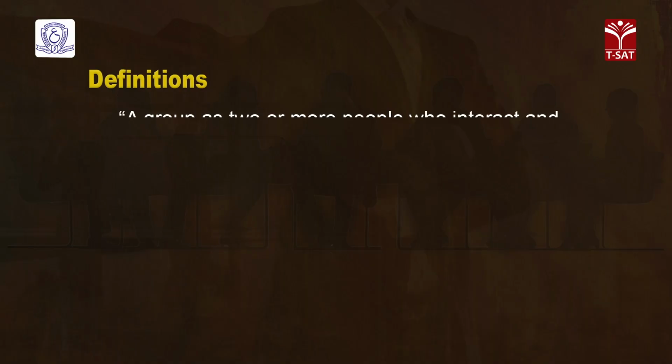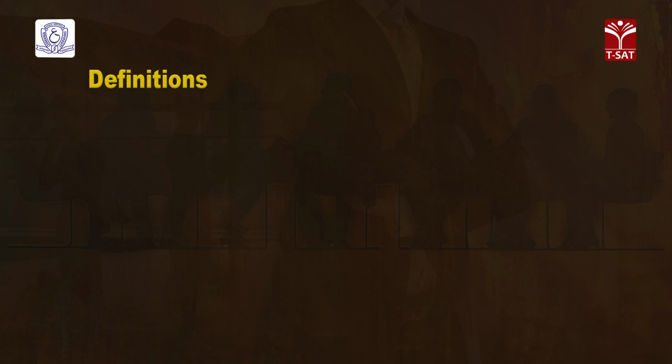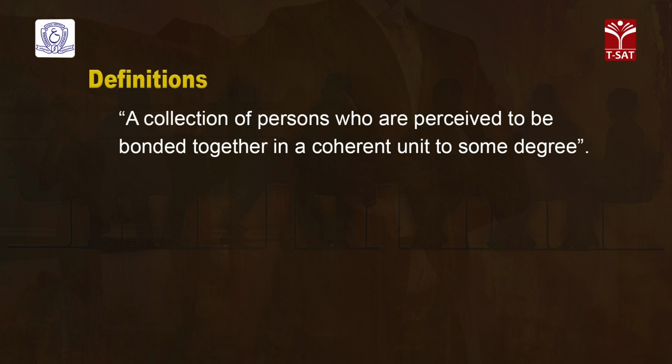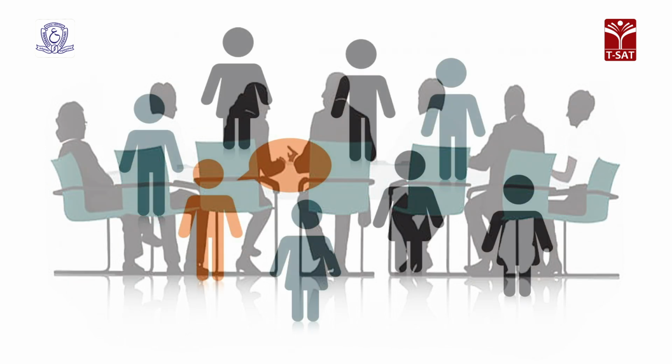Now, group dynamics expert Marvin Shaw emphasizes that all groups have one thing in common: their members interact. Therefore, he defines a group as two or more people who interact and who influence one another. Whereas another definition says a group is a collection of persons who are perceived to be bonded together in a coherent unit to some degree. In this definition, it's mentioned as perceived. The basis of perceived coherence differs in different types of groups.